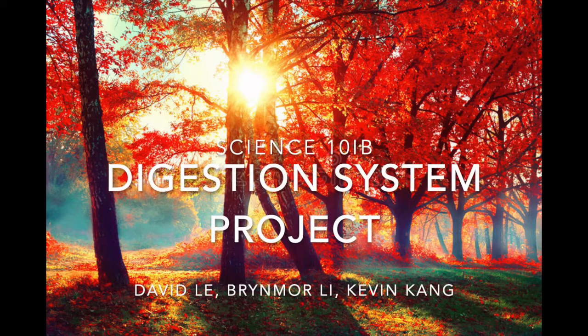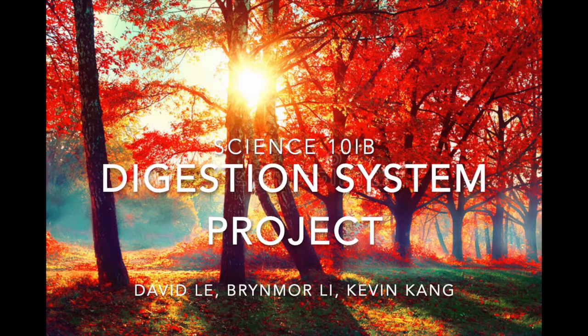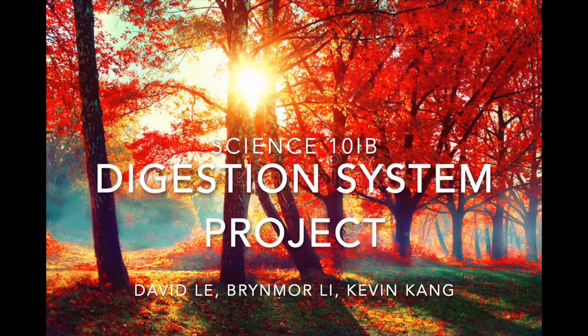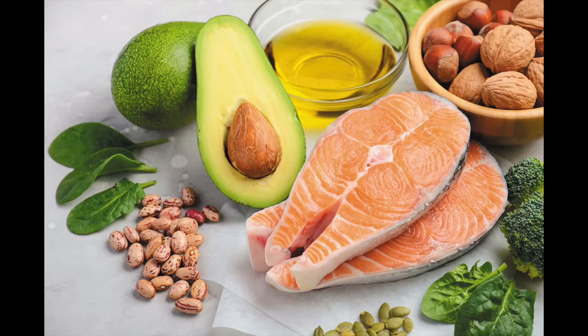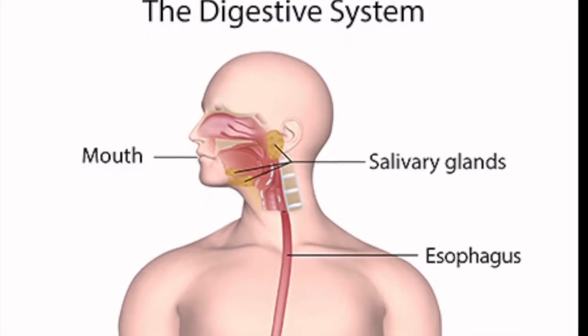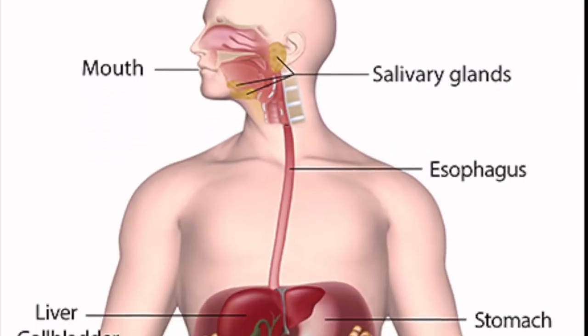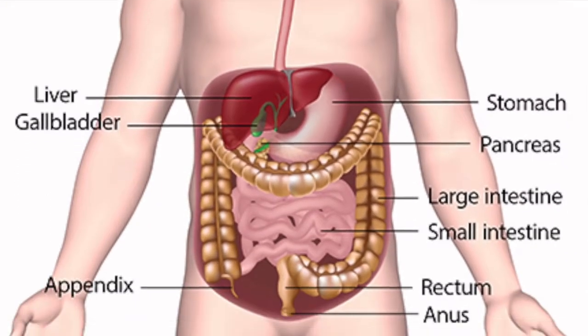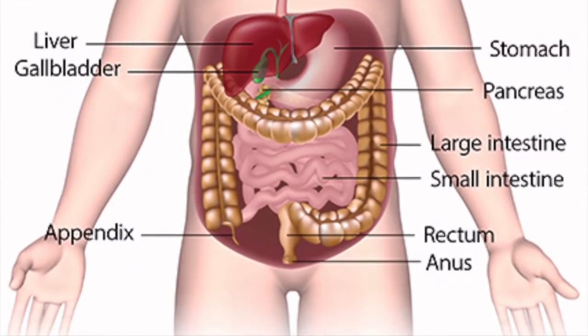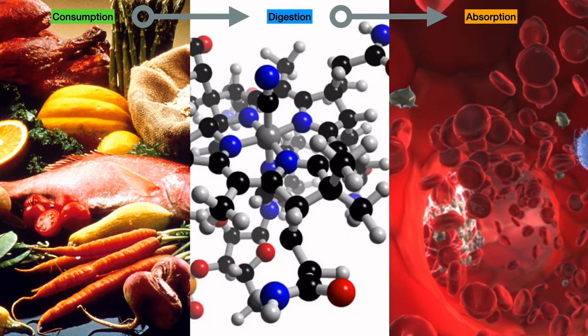Hello everyone, we are so excited to have you on board as we explore the digestion of three organic macromolecules: carbohydrates, proteins, and lipids. The organ system responsible for digesting food is the human digestive system. The human digestive system is composed of multiple organs, all helping out with digesting the food we eat into nutrients and absorbing them, which allows us to grow and repair tissues.